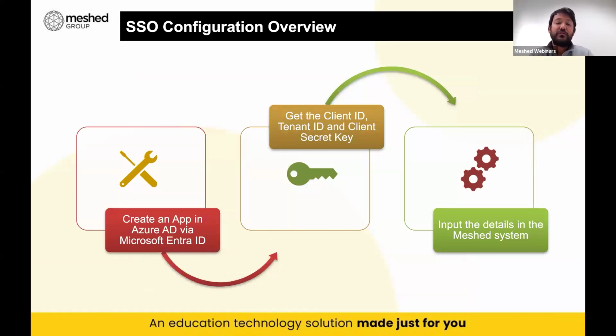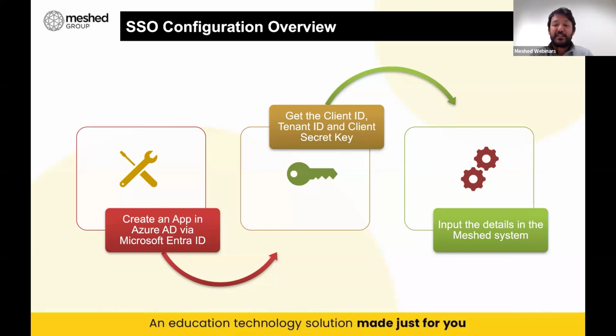So briefly about the configuration overview. You need to do app registration under Microsoft Azure AD, that is under the Entra ID. With that app, you will get the client ID, tenant ID, and client secret key. And you just need to configure that in the Mesh system, and that's the configuration done. Your IT team may have more information on this one. It's not very technical, but even if you need any assistance from our side, we can help you do this as well.